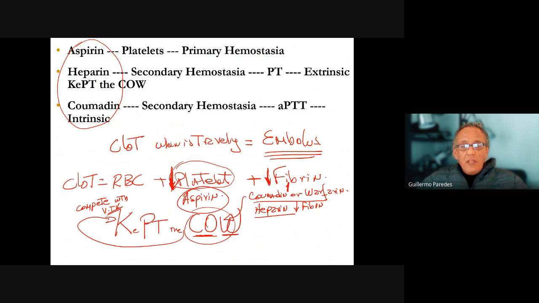And what is the laboratory test that we are going to use? The PT or INR. So kept the cow, you know that is going to basically affect the fibrin production by competing with vitamin K, and they are going to be checked with the laboratory test PT or INR. For the heparin, we are going to use the PTT, also called the APTT. So those are basically the laboratory tests for hemostasis. So, all right.